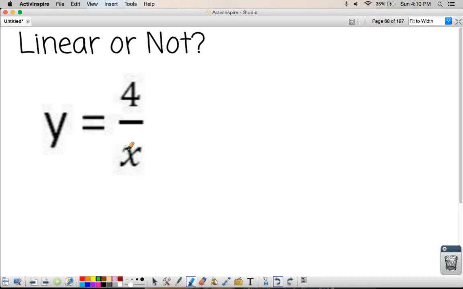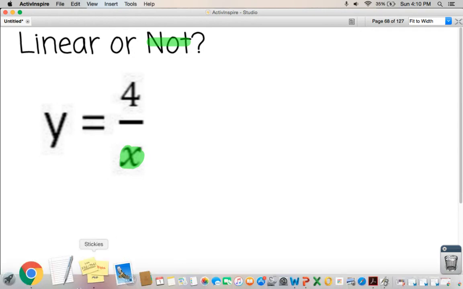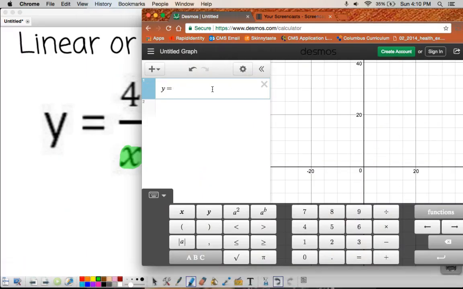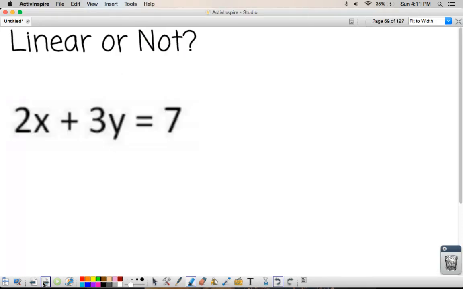This one does not follow our rules because x is alone in the denominator, so it's not linear. And if we wanted to see what that looked like graphed, you have 4 divided by x. That gives us 2 not straight lines, so it's not linear. This one follows our rules, so it's linear.